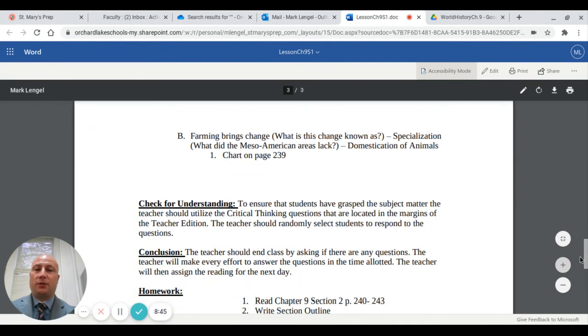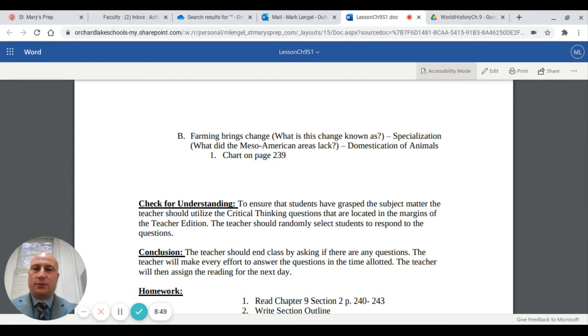Now, we know that farming brings change, and this change is known as specialization, because once you have farming, people settle, and then people start to specialize in different types of work, like being a blacksmith or being an educator or a storyteller or an artisan or a merchant. And so once people start to do that, they really start to expand and civilize, develop technology, they develop rules and laws, things of that nature start to spring off of this movement.